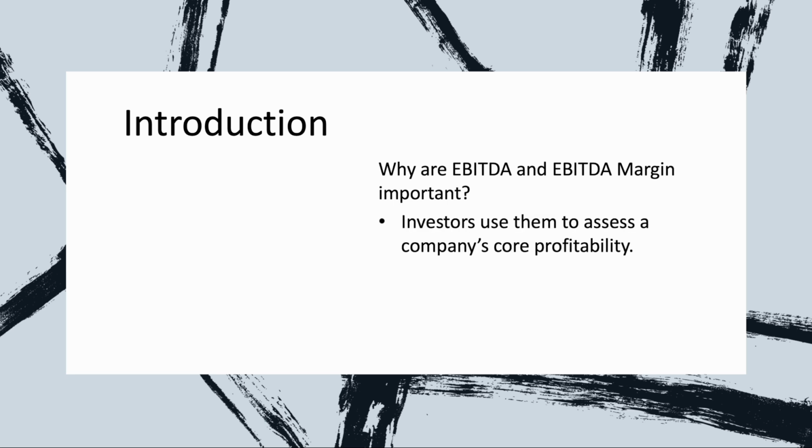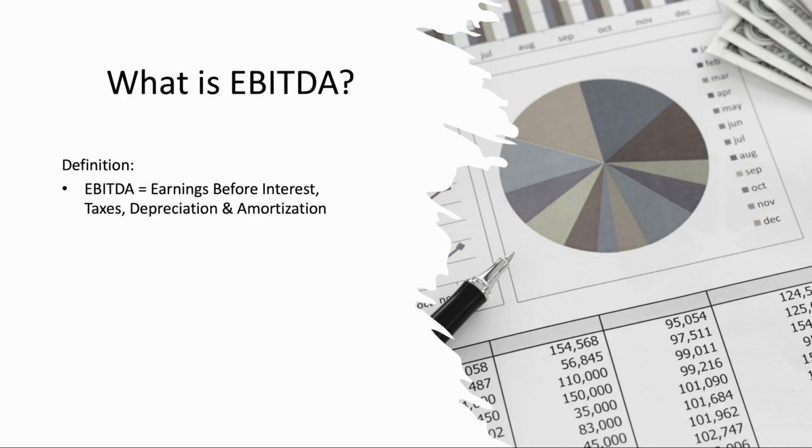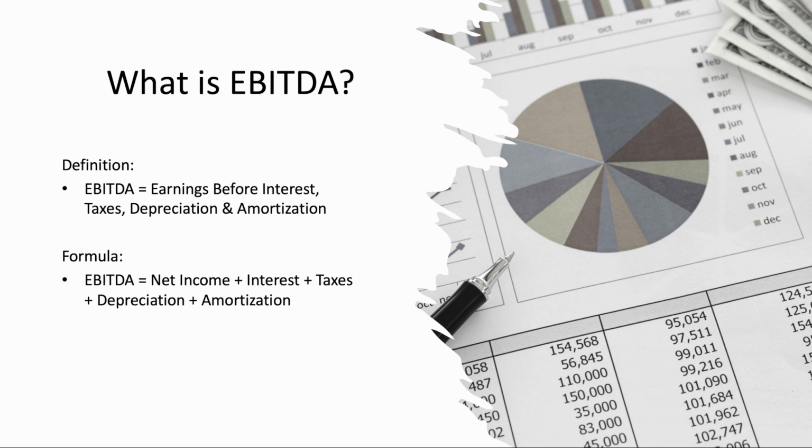So, what exactly is EBITDA? It stands for earnings before interest, taxes, depreciation, and amortization. In simple words, it tells us how much a company is making from its core business before considering financing costs and accounting deductions. So, the formula for EBITDA is equal to net income plus interest plus taxes plus depreciation plus amortization. Think of it as your business's raw earning power before loans, taxes, or machinery wear and tear come into play.